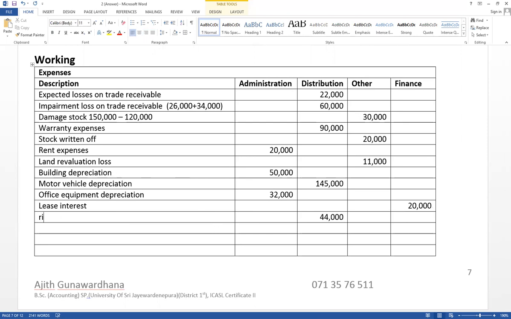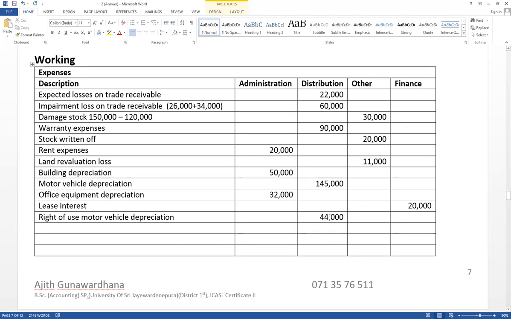Right of use assets. Right of use motor vehicle. That is not property, plant and equipment. Right of use motor vehicle depreciation is also an expense. That value should be included under distribution expense. Right of use asset depreciation 44,000 should be included under expense also.